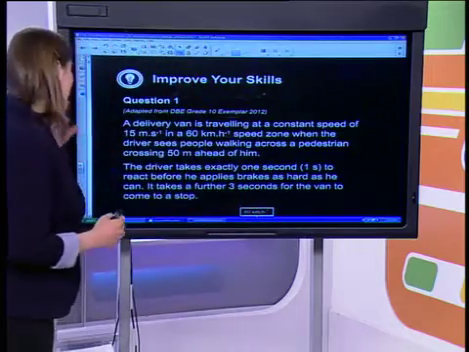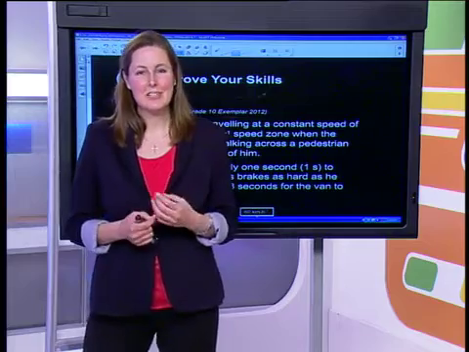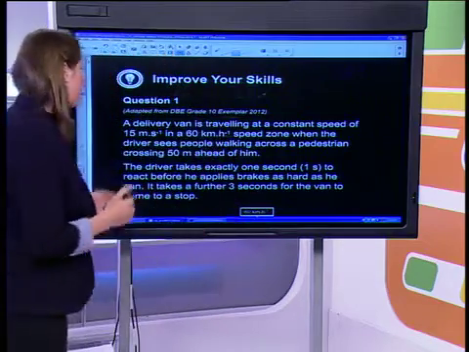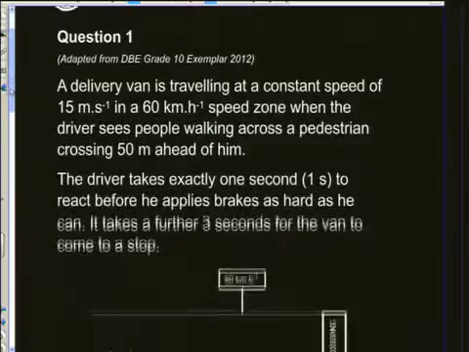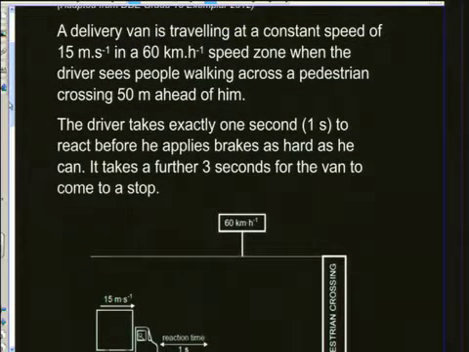So I said to you we want to go through some questions, and this challenge question, in terms of improving your skills, comes from a past exam paper exemplar. A delivery van is traveling at a constant speed. All these different points I would suggest you highlight or underline. At a constant speed of 15 meters per second in a 60 kilometer per hour speed zone.